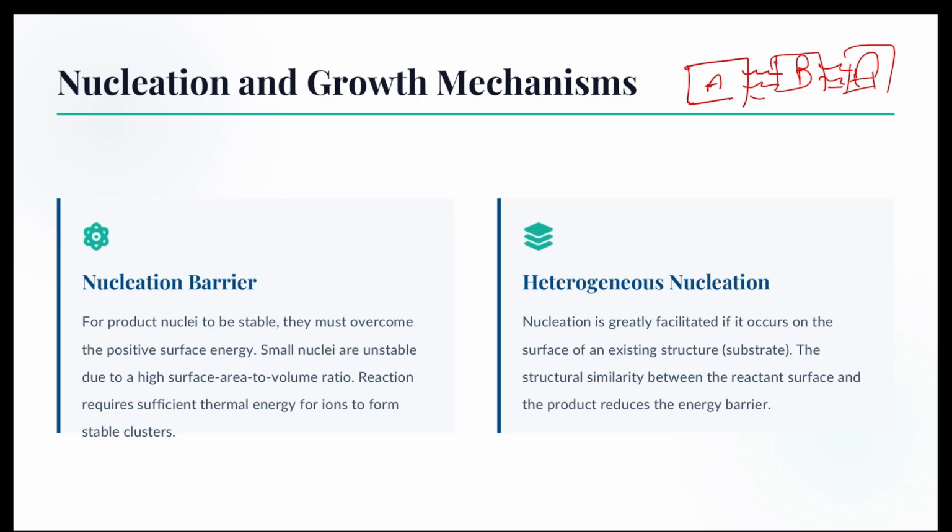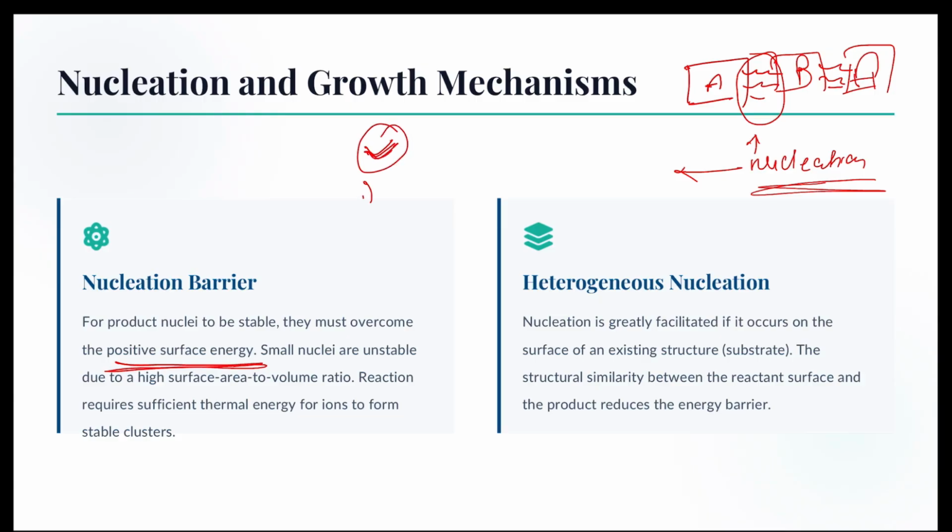The crystal formation here is called nucleation. But the nuclei that we get should be of a particular threshold size. If they are of smaller size, their positive surface energy is going to be very high, and they are going to be unstable. So their size should be at a particular threshold so that they can overcome this nucleation barrier. And since this reaction takes place at high temperature, it requires high thermal energy for the clusters to form.